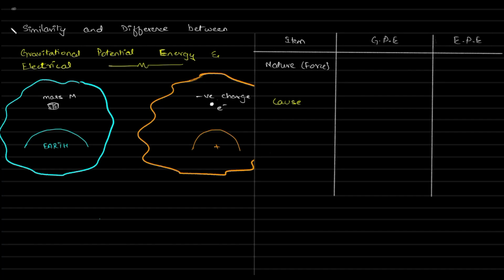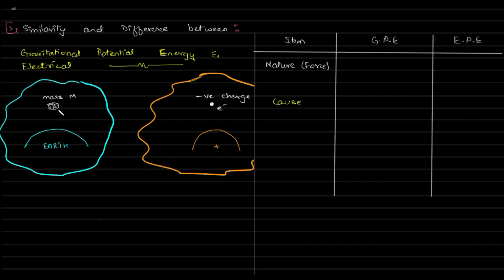So it's time to link your gravitational potential concept with your electrical potential concept. So let's look into the similarities and differences between gravitational potential energy and electrical potential energy. So guys, what is gravitational potential energy? How do we get gravitational potential energy, and what is it?